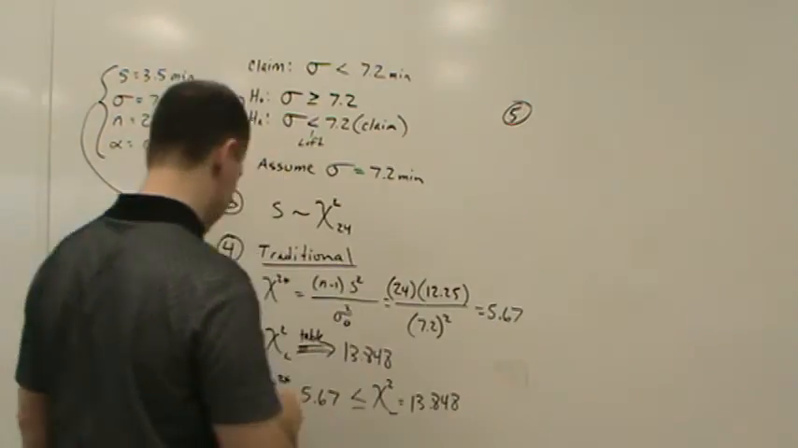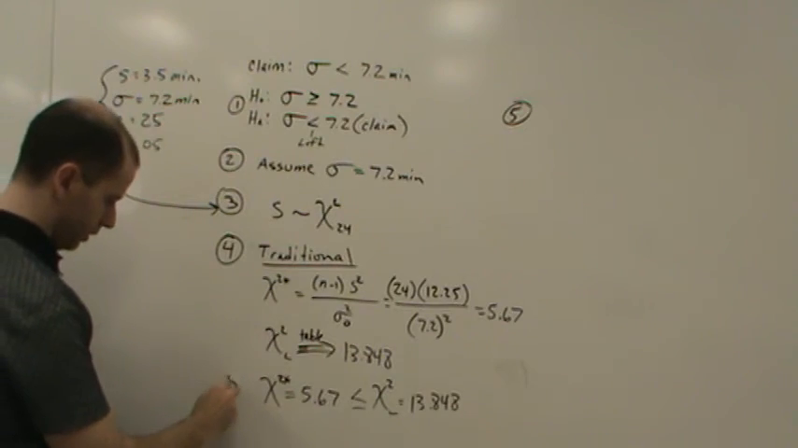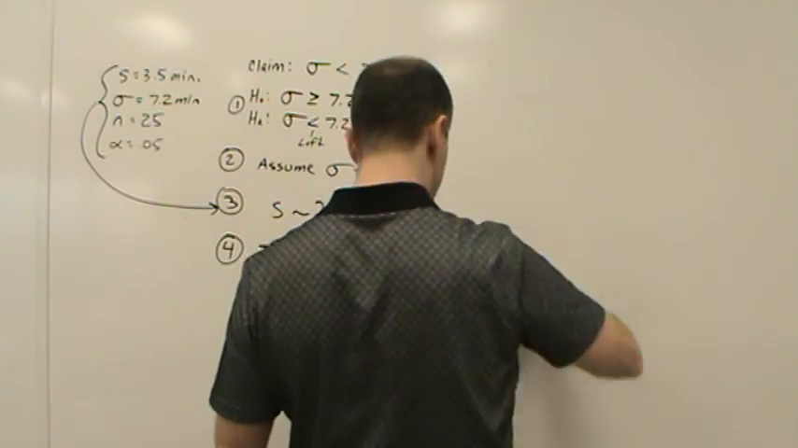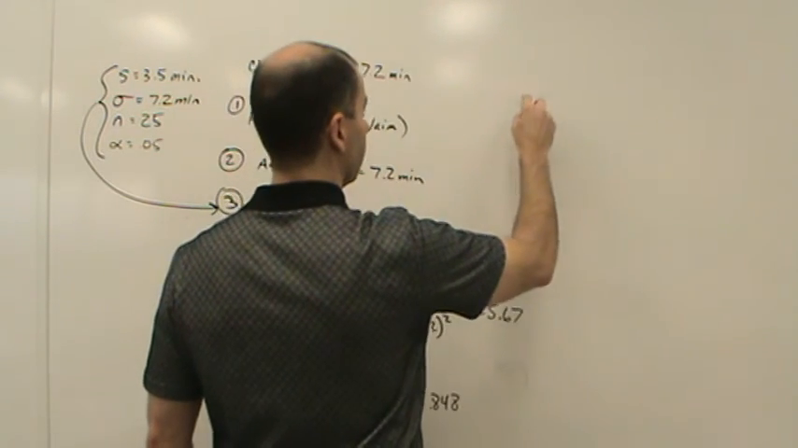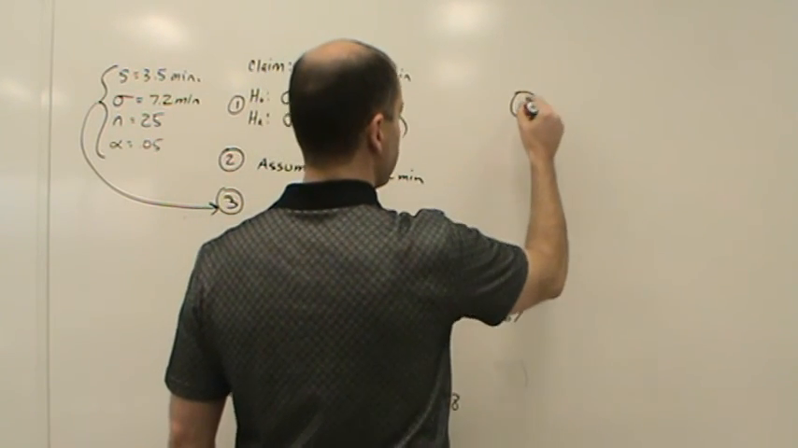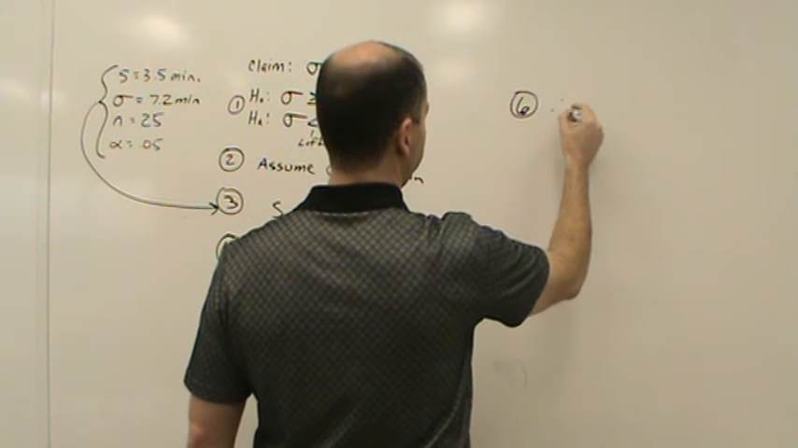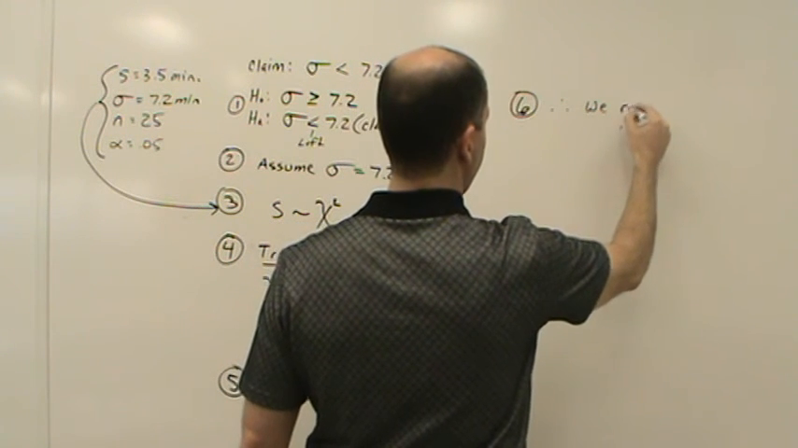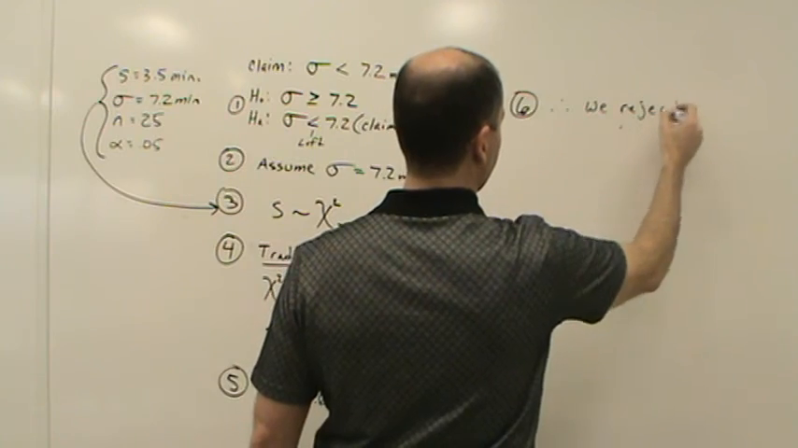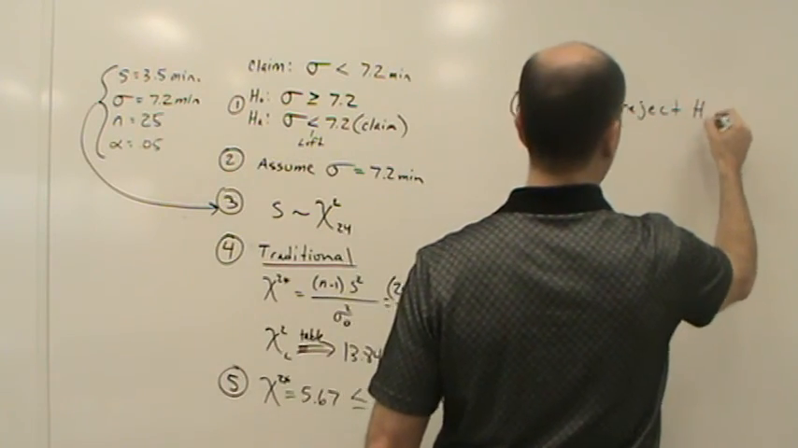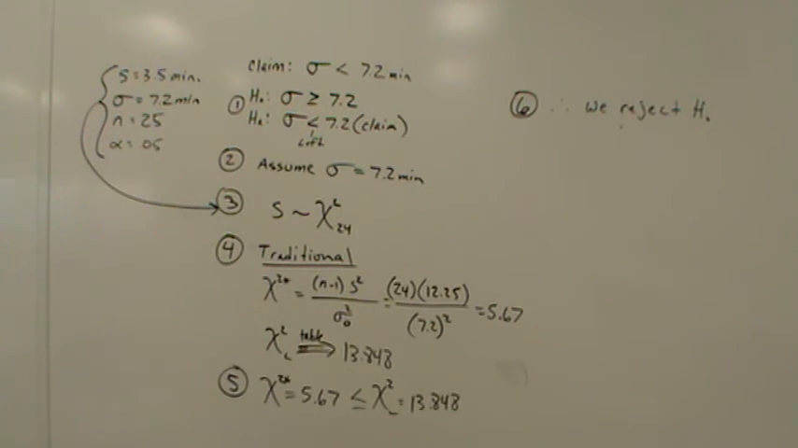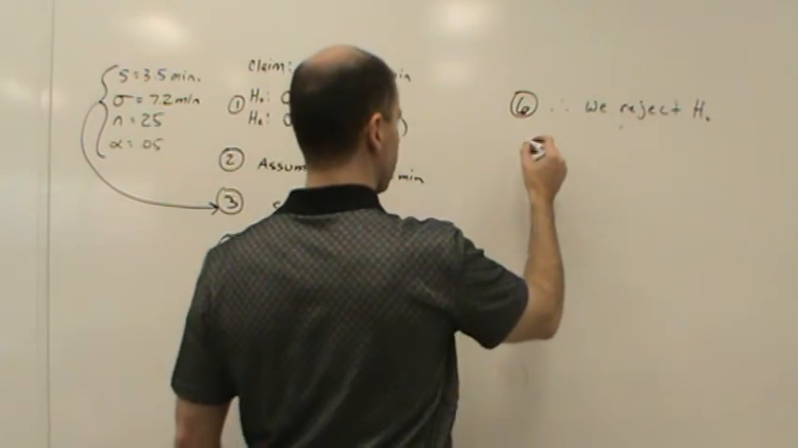So therefore, what's the conclusion? Oh, I'm sorry, this is step 5. Step 5 is the comparison. Step 6 is my result. So step 6, therefore, we reject the null. That's it. We reject the null, and then finally our final step is the conclusion.